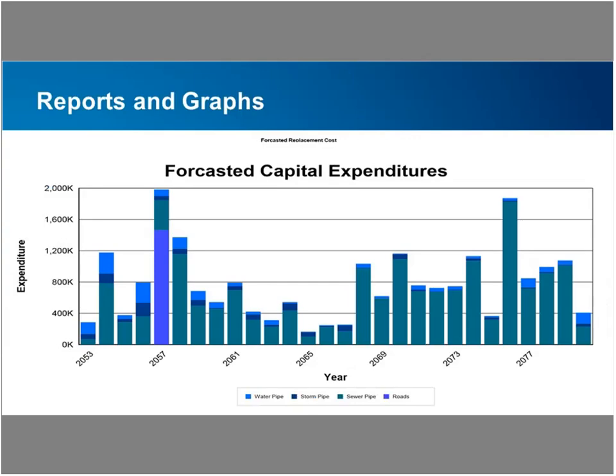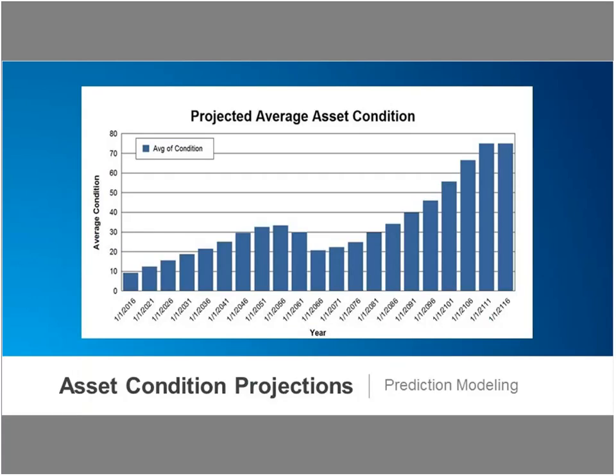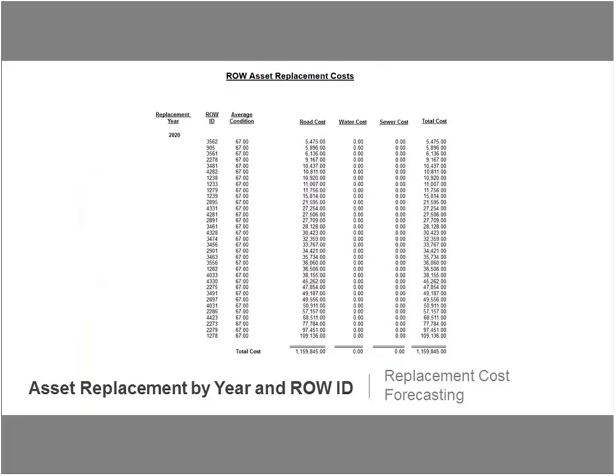And of course, you can have multiple assets within a single report in terms of investment plans and so forth. In this case, this is a combination of water, storm sewer, and roads. This information is typically used in asset management plans as well, along with other reports from the system, such as the average asset condition by asset type. You can also produce a report that projects the average asset condition, based on the degradation curve that you apply against the asset in the model.